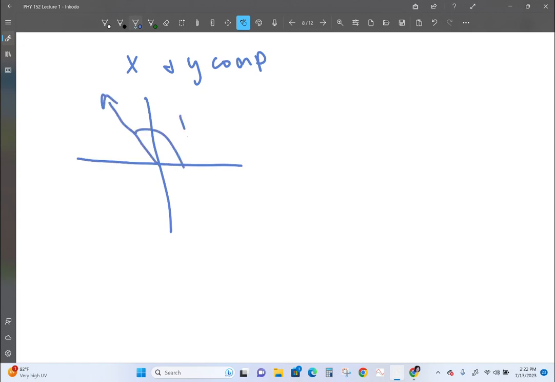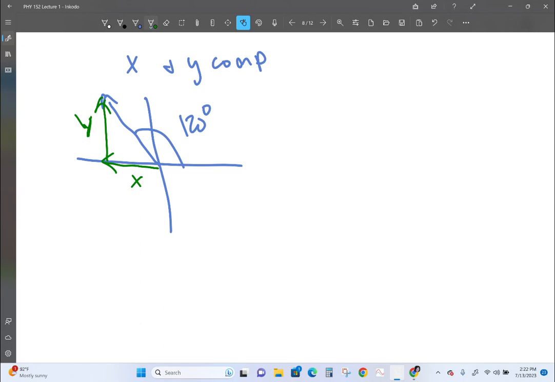Vectors also have x and y components. So when I draw a vector, and let's say that I'm doing this one here at 120 degrees, it has an x component and it has a y component. The x component is going to be a negative number, and the y component is going to be a positive number. It's just like a point in space, really.